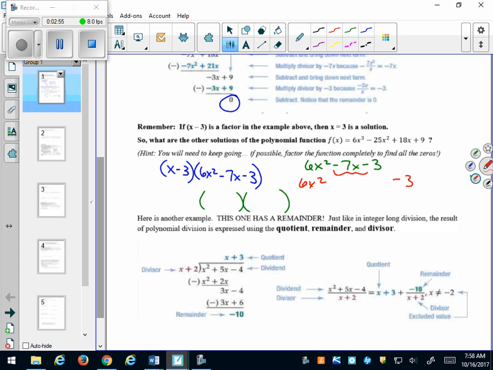But what you have to remember when you're doing this split method, you have to multiply A times C to get what you're trying to split this into. So 6 times negative 3 is a negative 18. And the middle term is negative 7, right? So you're thinking what multiplies to be negative 18 and adds to be negative 7. So what could we use? 2 and negative 9, right? So we have negative 9x plus 2x in the middle. That'll give us a negative 7x and multiply to be negative 18.